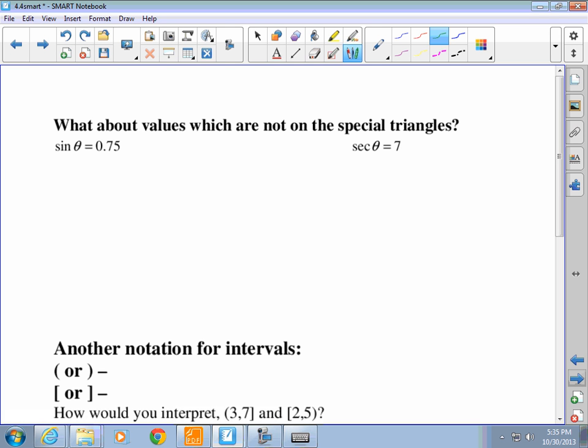So it says, what about values which are not on the special triangles? Okay, so we are going to come into situations where you don't have a special triangle that's going to work. You're not going to have that square root 3, 1, and 2, or 1, 1, square root 2. So that means you have to do a little bit of calculating, and this actually you would have done in your Foundations 20, if you remember. So this is in radians, so you have to make sure your calculator is in radians when you're doing this.